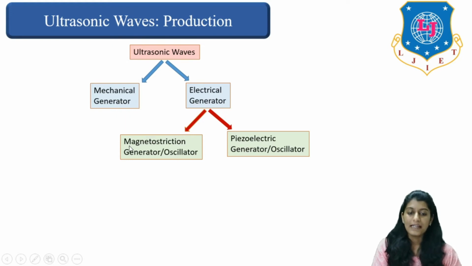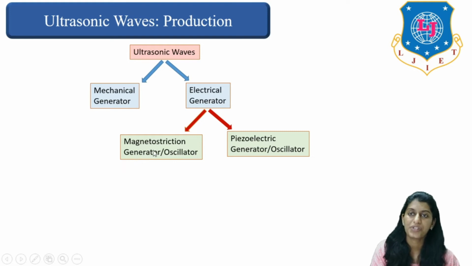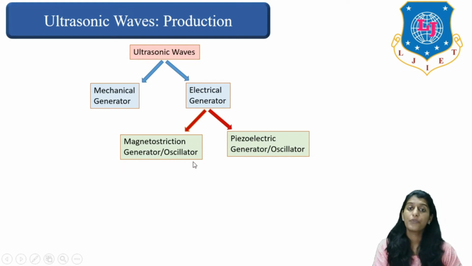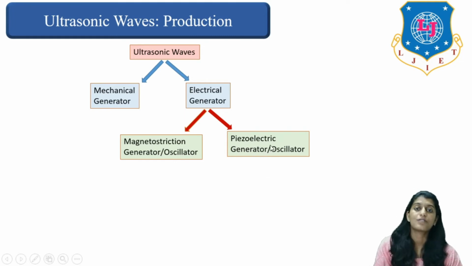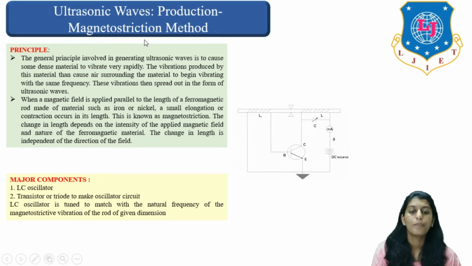So there are again two different devices. One is the magnetostriction generator or oscillator, and there is another category which is the piezoelectric generator or oscillator. One by one we will see how these two different devices help us to generate ultrasonic wave. So let's see now. Let us first talk about the magnetostriction method.